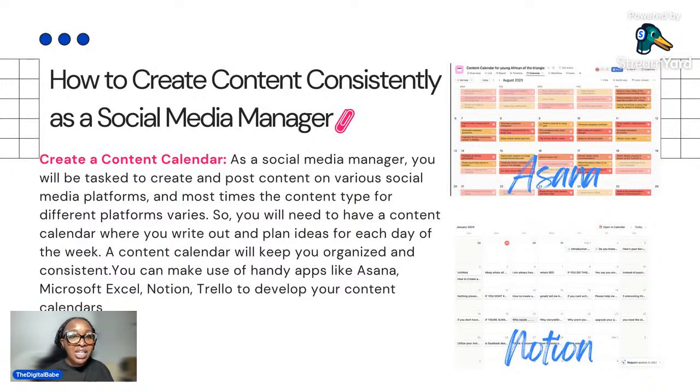As a social media manager, you'll be tasked to create and post content on various social media platforms. And most times the content type for different platforms varies. For example, the content for Instagram might not be the content for LinkedIn because they are different platforms. They might be similar, but they might not be the same. The content for Instagram might not be the same for Twitter, right? So you need to have a content calendar where you can write out and plan out ideas for each day of the week. And that will help you to be consistent and organized, because whether you like it or not, as long as the content calendar is there, you just check on Monday, oh, what's up for Monday? Oh, this is what I'm going to post.